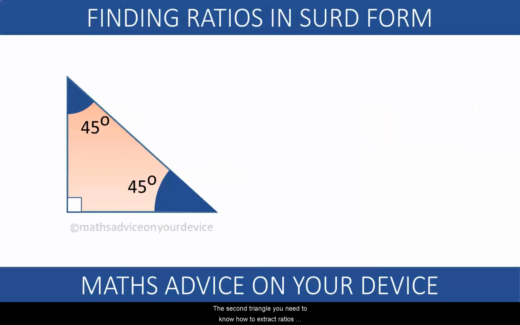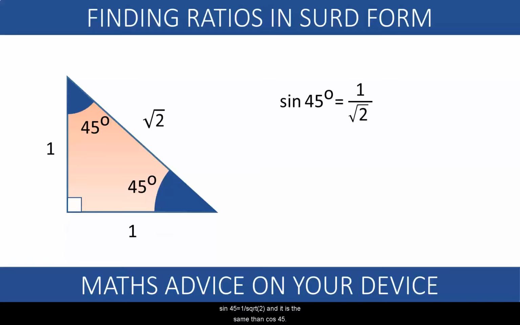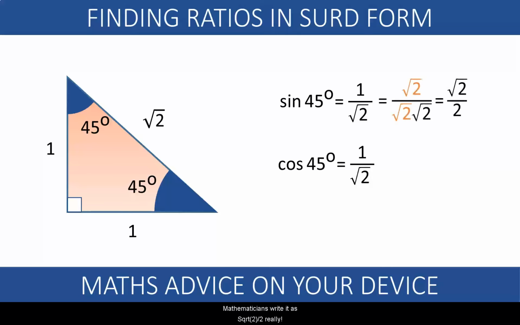The second triangle you need to know how to extract ratios in surd form is the one with angles 45, 45 and 90. Sine of 45 is 1 over the square root of 2 and it is the same as cosine of 45. Mathematicians write it as the square root of 2 over 2 really. They avoid surds in the denominator.